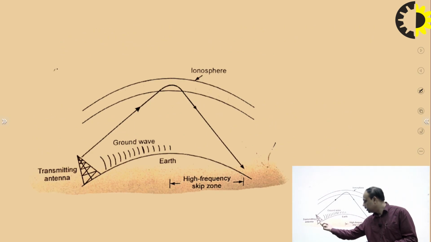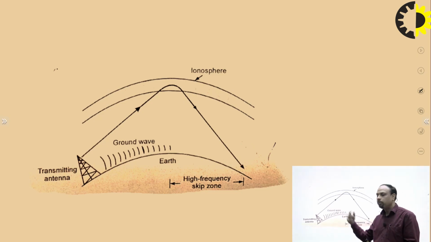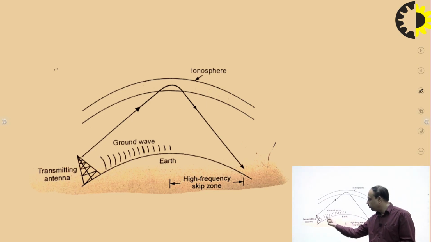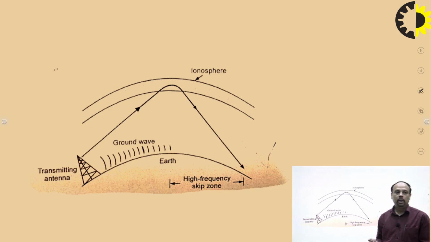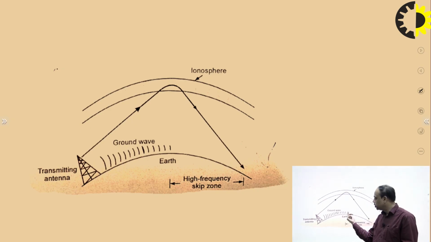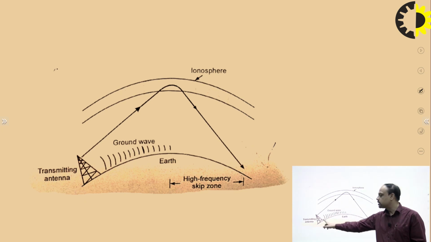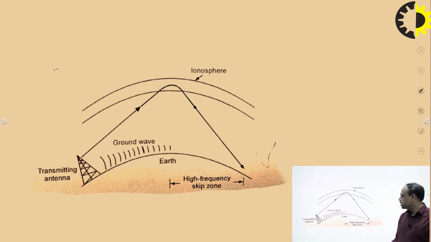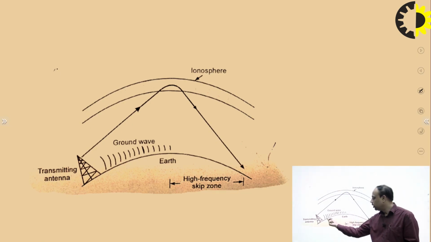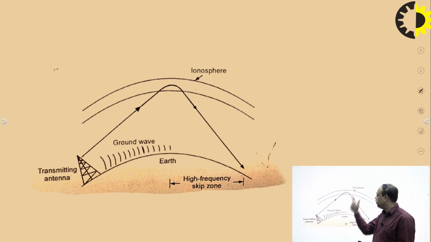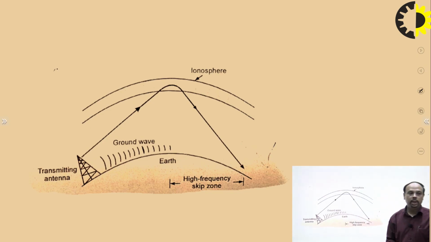If we want to cover the skip distance, we use ground wave propagation. But the problem with ground wave propagation is that these waves are at high frequency and cannot travel far from the transmitting antenna and die down. So even with sky wave propagation we are not able to cover the skip zone, and while using ground wave propagation we are still not able to cover it due to the high frequency, as the wave loses its amplitude. So even with ground wave and sky wave propagation, we are not able to cover the complete skip zone.